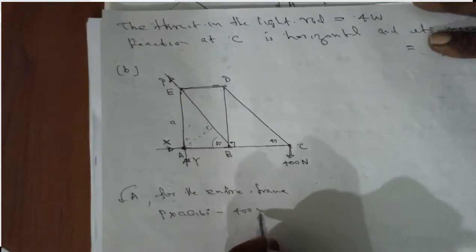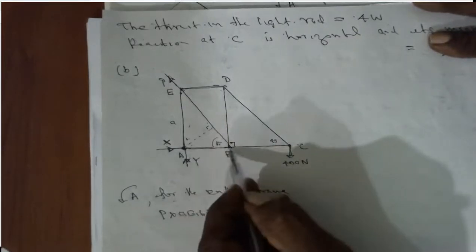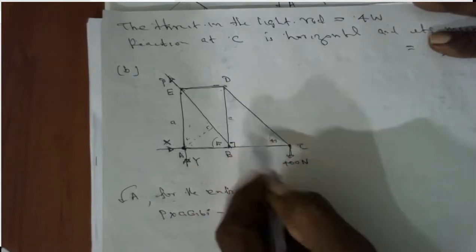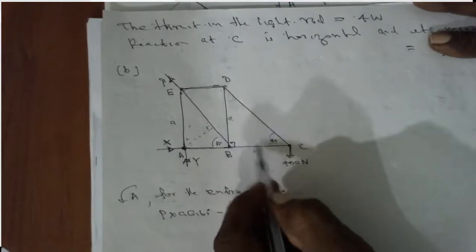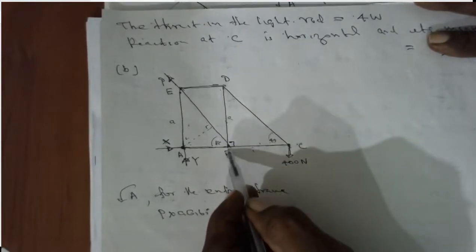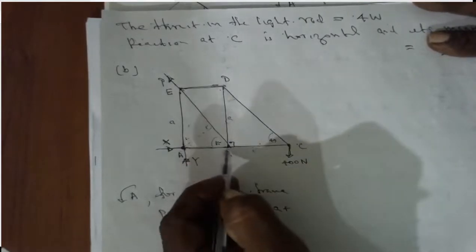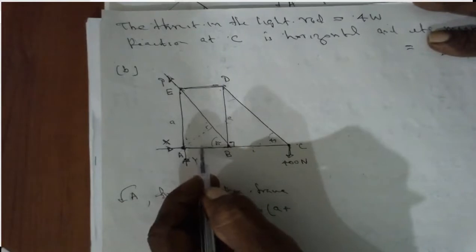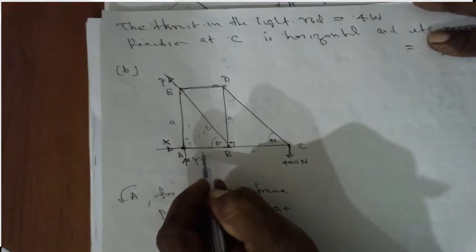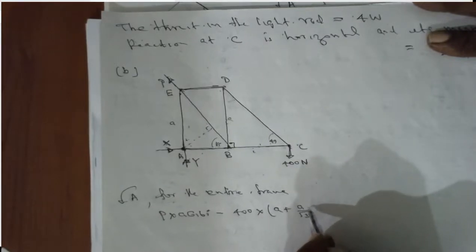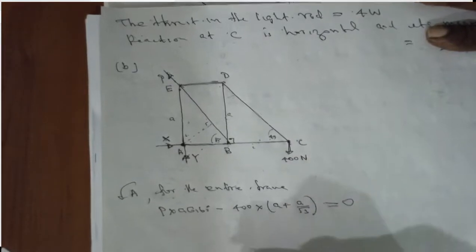400 into, this distance is A, because this is A, this also A, this 45, this angle, this length equals this length, right? So BC also A. So A plus, what is this length? A over root 3, no? Yes, sir. A over root 3 equals 0.